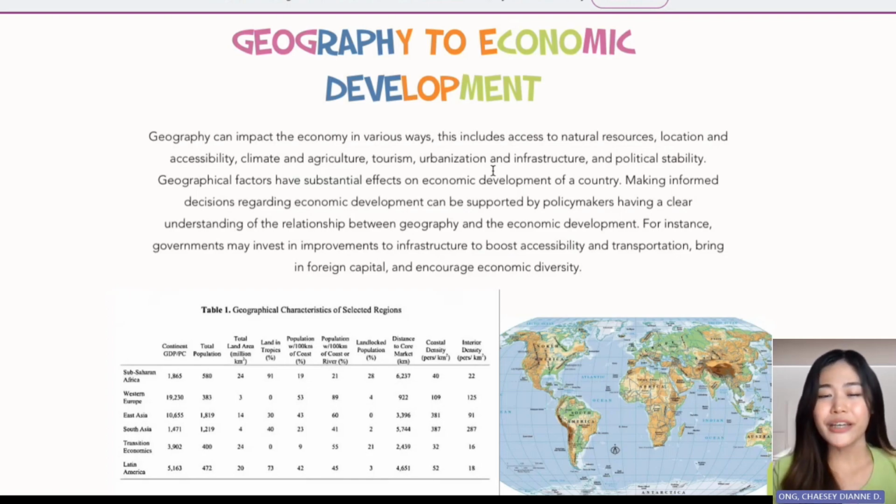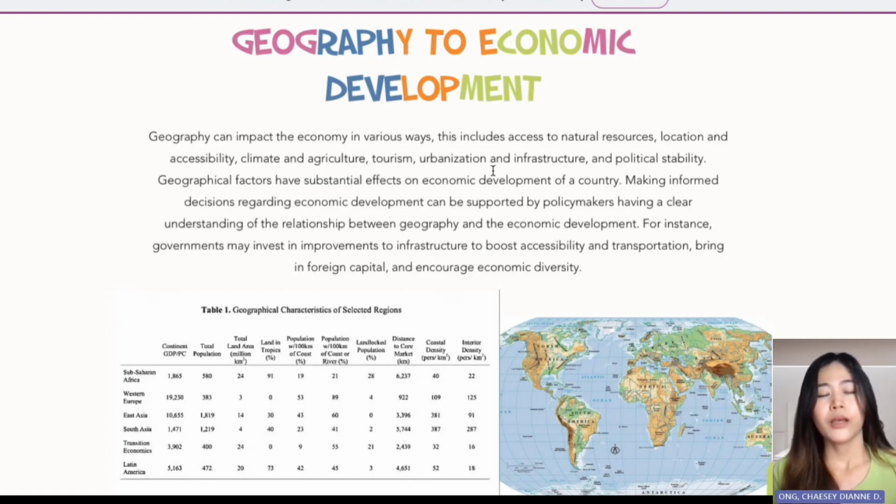So let me remind you that geography and the economy are interconnected, with geographic factors significantly shaping economic development. So these factors include the availability of resources, transportation system, and market access, which influence the type of industries that can thrive in a region. So in essence, geography plays a vital role in molding the economy, impacting everything from natural resources and climate to infrastructures and demographics.